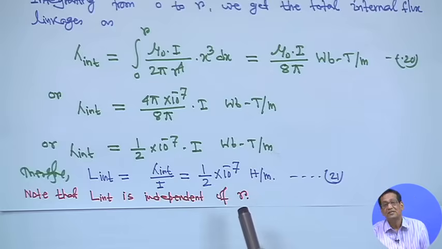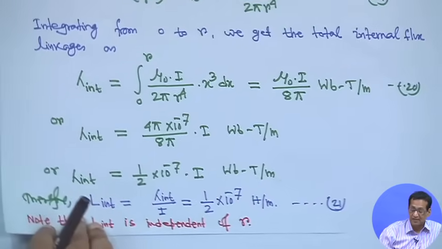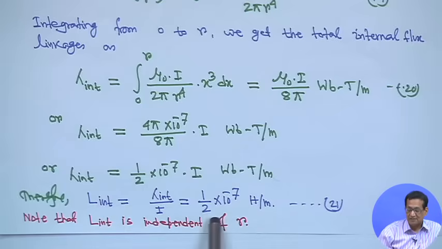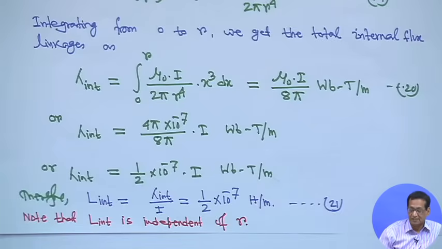7 Henry per meter. That means the internal inductance of an alternating current carrying conductor is half into 10 to the power minus 7 Henry per meter, and it is independent of the radius or diameter of the conductor. Whatever may be the radius or diameter, this L internal is always a constant value, that is half into 10 to the power minus 7 Henry per meter. I have marked this as equation number 21. So, that is the internal inductance of a current carrying conductor, half into 10 to the power minus 7.